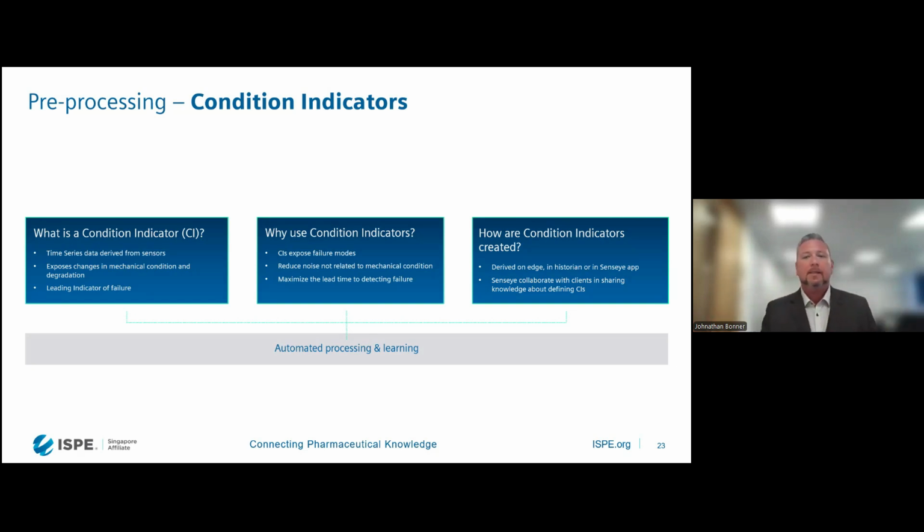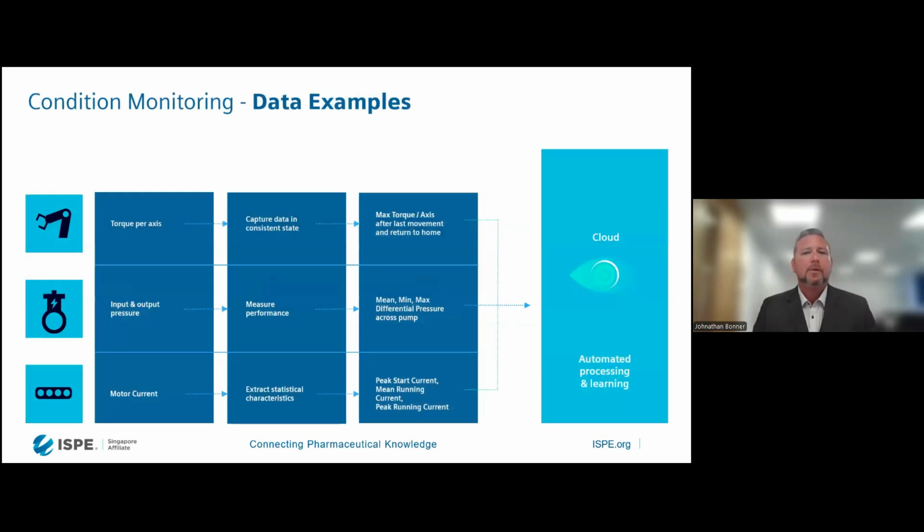Condition indicators can be created in a range of places within your infrastructure, derived in or on the edge, within factory historians, SQL databases, or even cloud-based systems. And I'll give you some examples of these condition indicators. So we've got three assets as the examples. There's a robot, a pump, and a conveyor, quite universal.